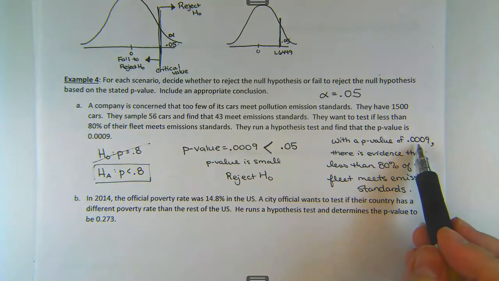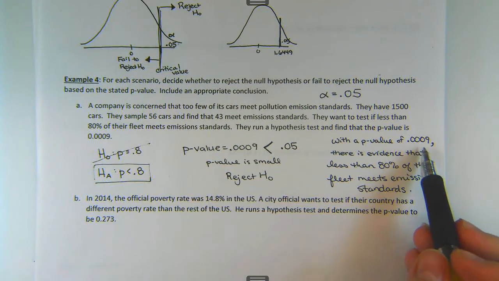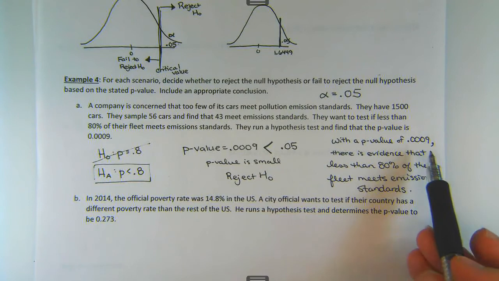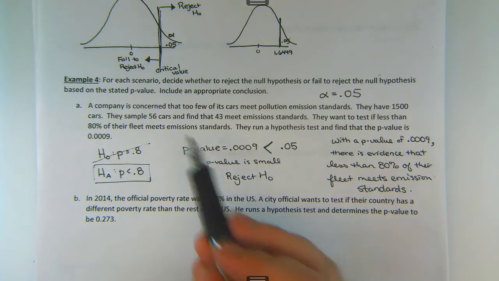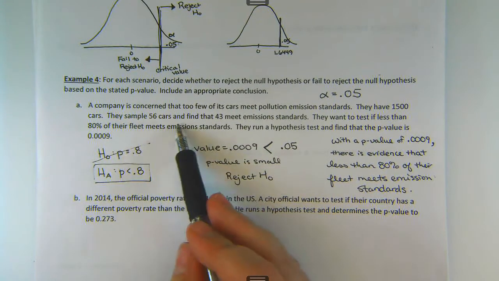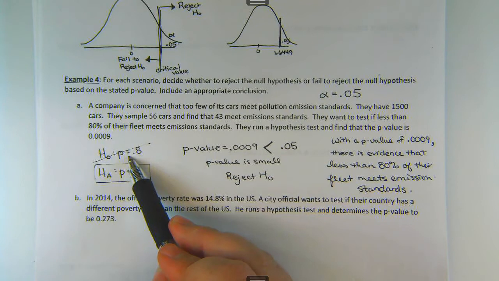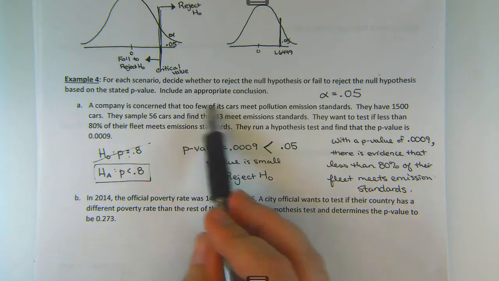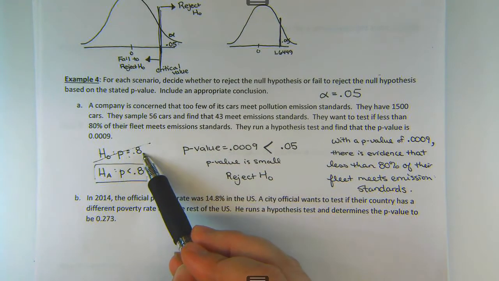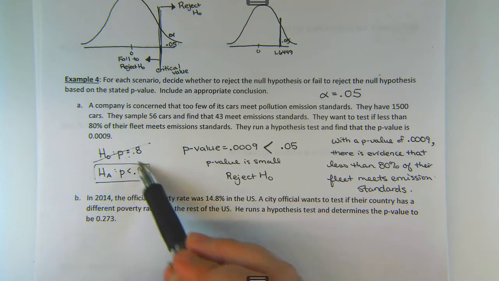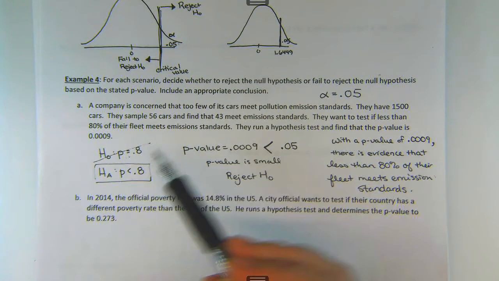And when we have a small p-value, what this is saying is there's a 0.09% chance of seeing this sample result if this is true. So since it's so unlikely to see these sample results if this is true, it's more likely that this is true. We have evidence that this is the accurate statement.